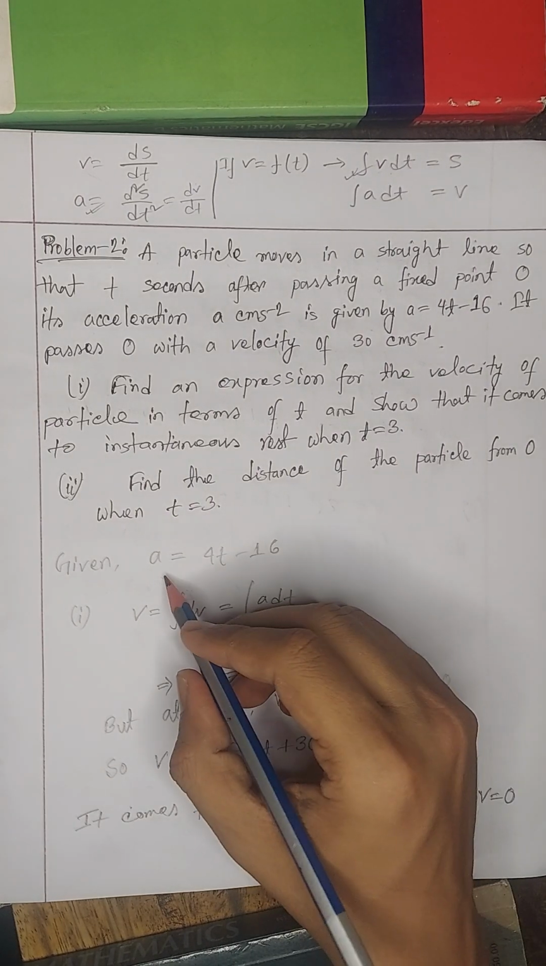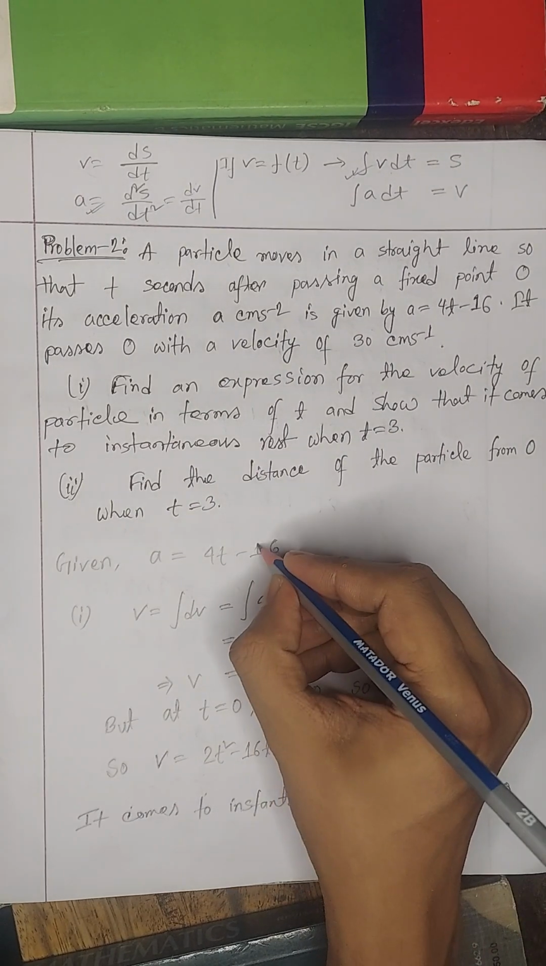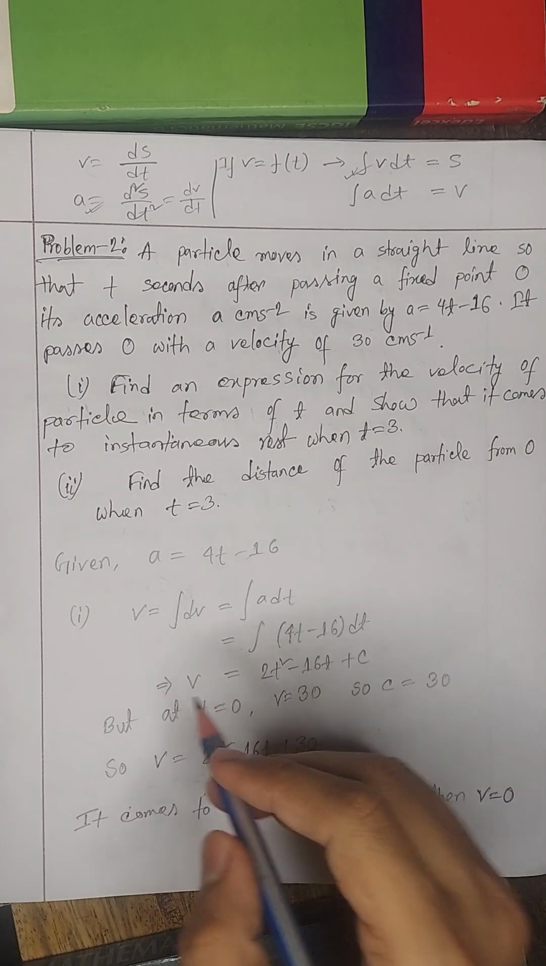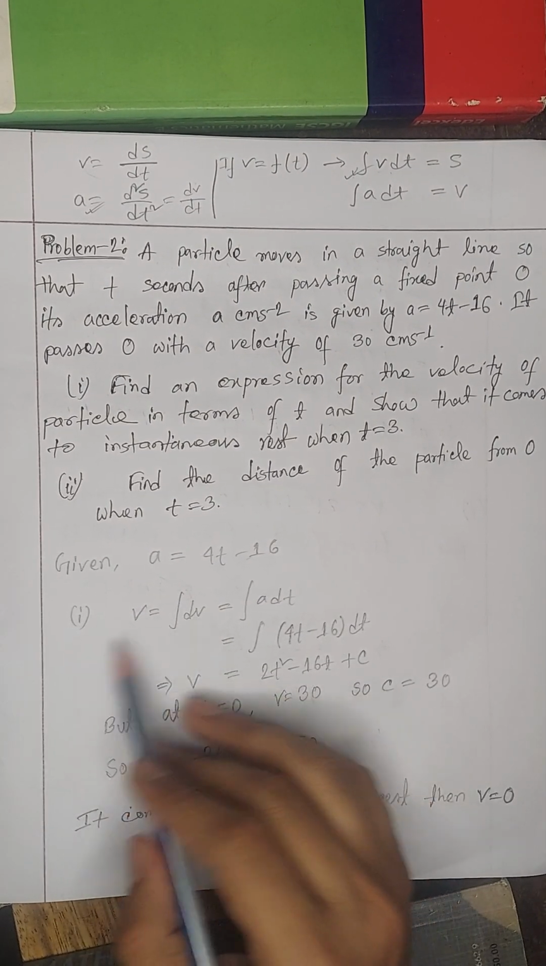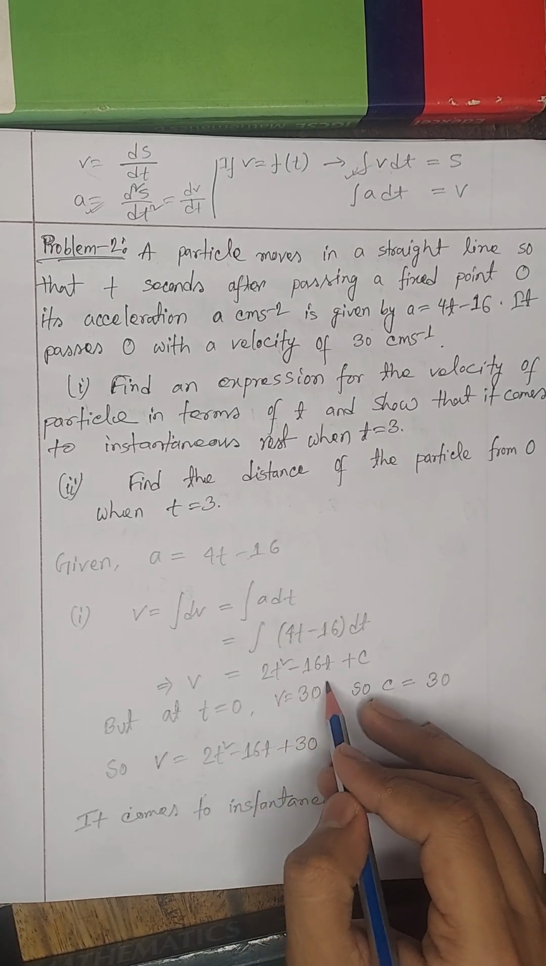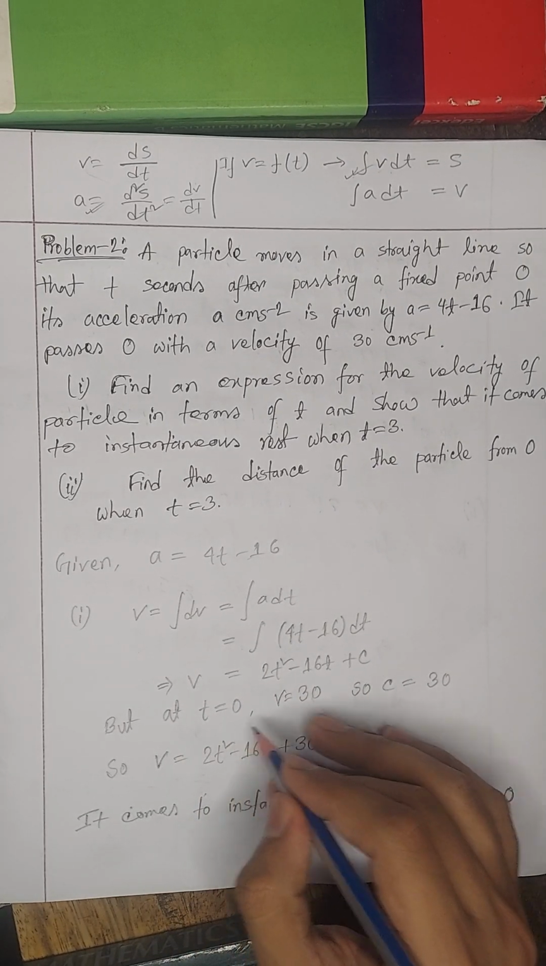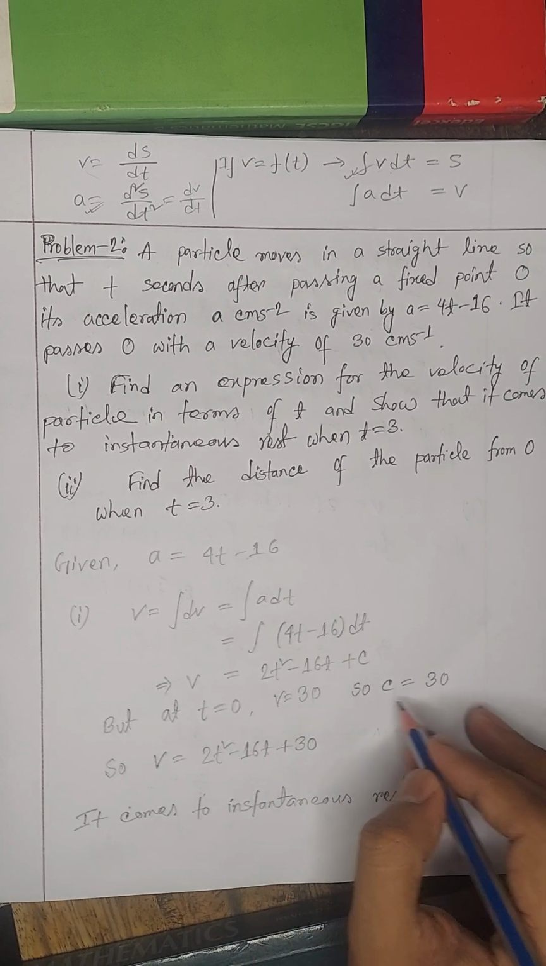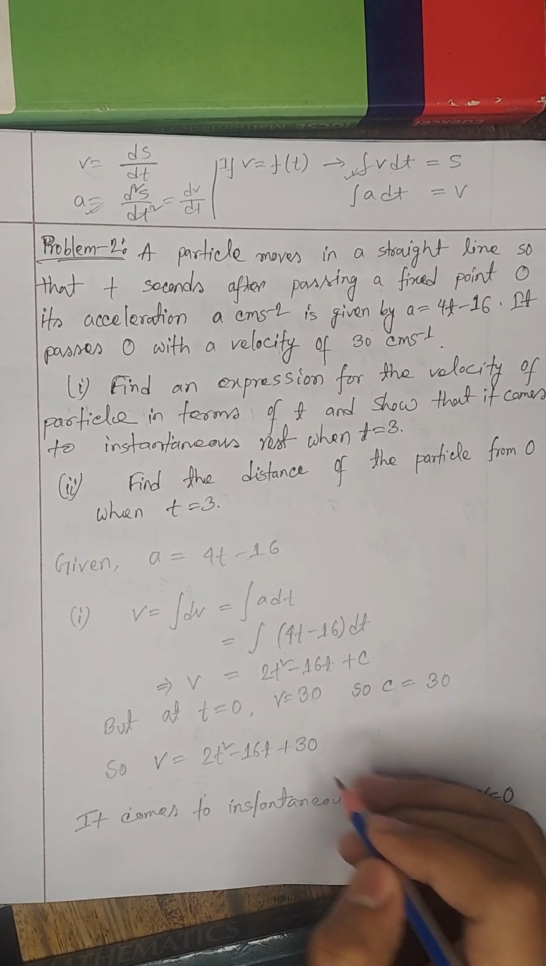Here we are given a is equal to 40 minus 16t, and when we integrate both sides we get v is equal to 40t minus 8t square plus c. When t is equal to 0, v is equal to 30, so c will be 30.